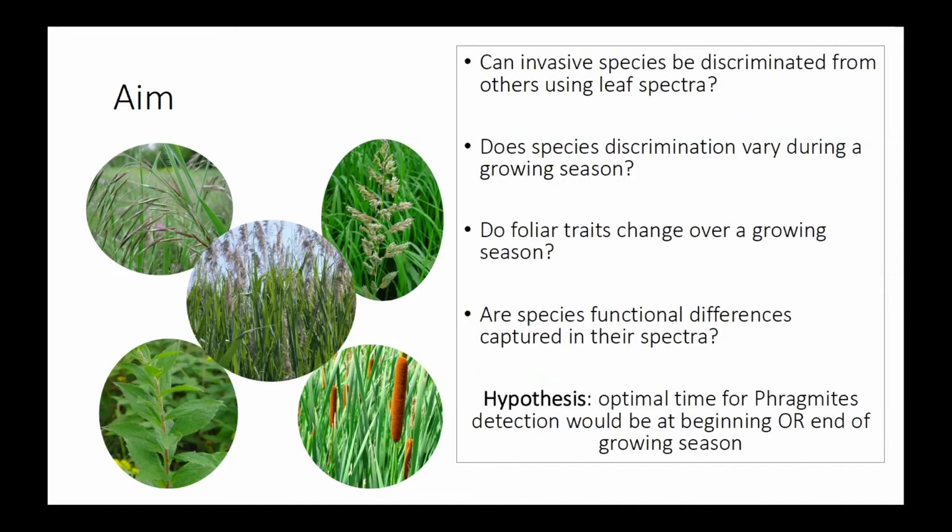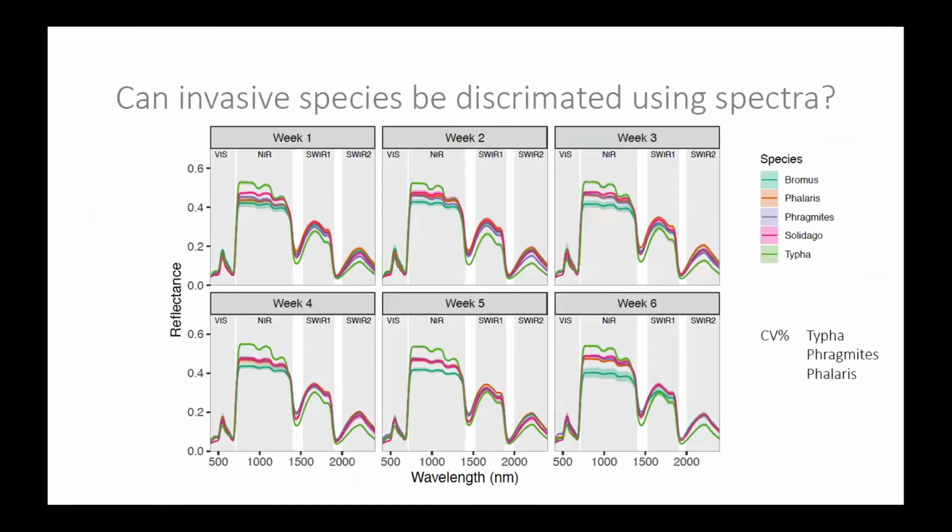Our hypothesis is that Phragmites would be more different from its neighboring species towards the beginning or the end of the growing season due to its extended leaf phenology. During the middle of the growing season, resource acquisition strategies of all species would be more similar, and therefore species spectral separability would be less accurate. I will share some preliminary results with you.